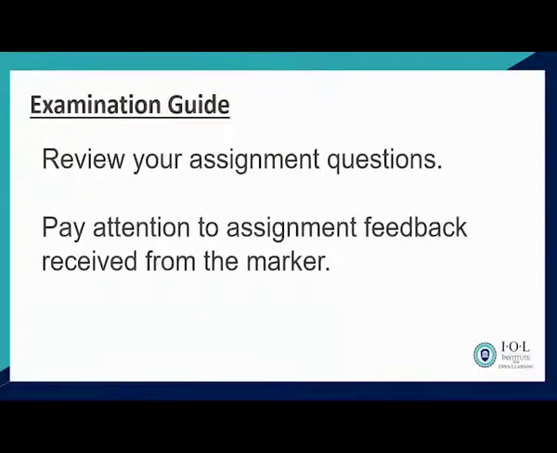I want you to review your assignment question. One of the purposes of assignment in distance education is to prepare you for the examination. Your assignment and your examination take the same format. So the format that comes with your assignment is the same format you're going to see when it comes to your examination. Hence, it is necessary for you to go through your assignment question paper again.